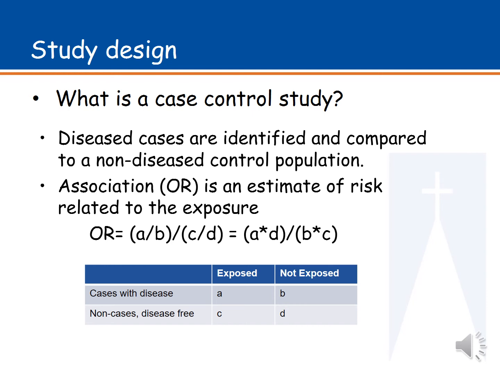So here's our 2x2 table, and the formula for the odds ratio is, in the cases, what are the odds that they are exposed versus not exposed, compared to the non-cases, being exposed versus non-exposed. And so we use this formulation of a 2x2 table with the quadrants of the table marked as A, B, C, and D.